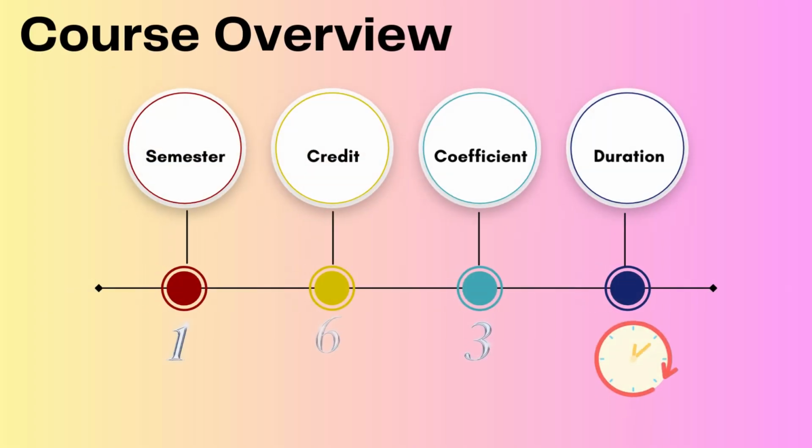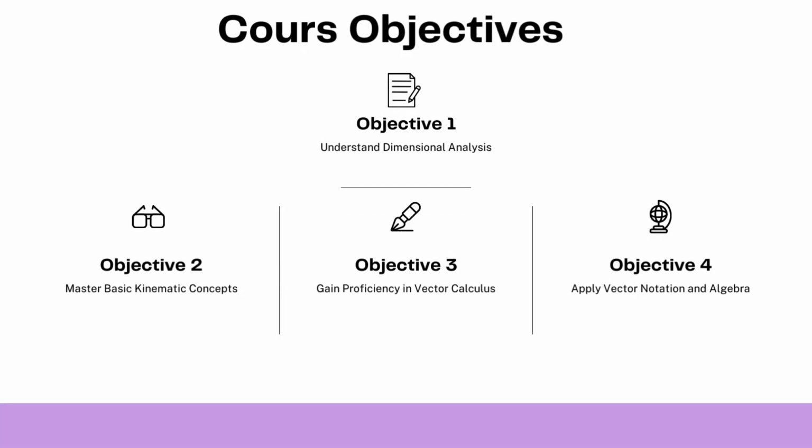Now let's take a look at the course details. This course, Physics 1 Particle Mechanics, is worth 6 credits with a coefficient of 3. We will have 3 hours of instruction each week. This setup is designed to give you a solid foundation in particle mechanics and ensure we cover all essential concepts thoroughly.